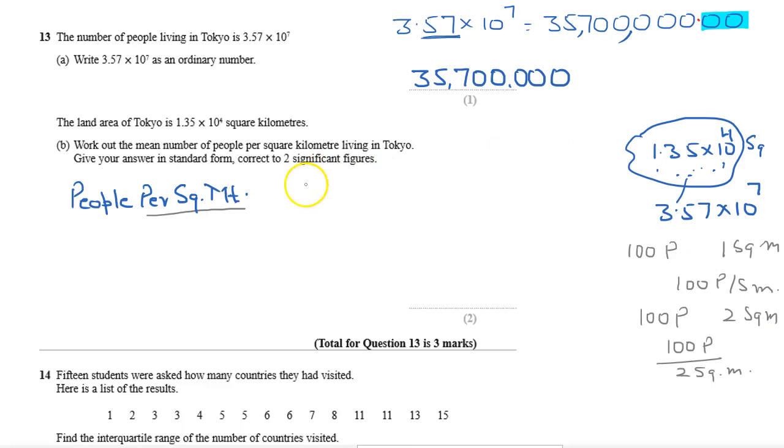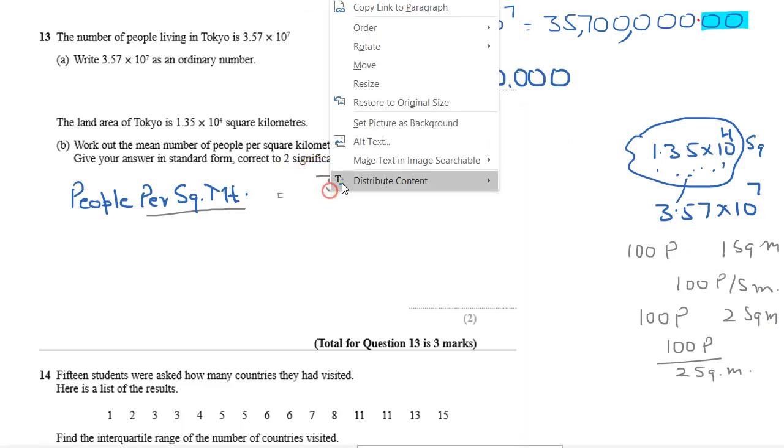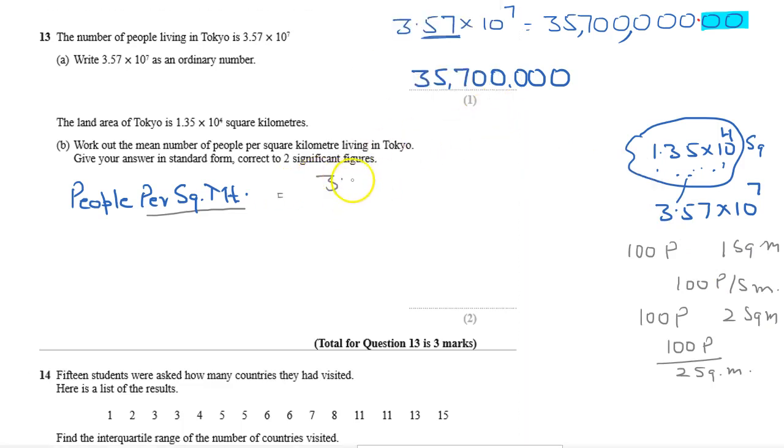Now here we have 3.57 into 10 to the power 7 people living in 1.35 into 10 to the power 4 square meters. So this is the number of people. We are not going to write square meter because it will be cancelled. Only the people will remain there.